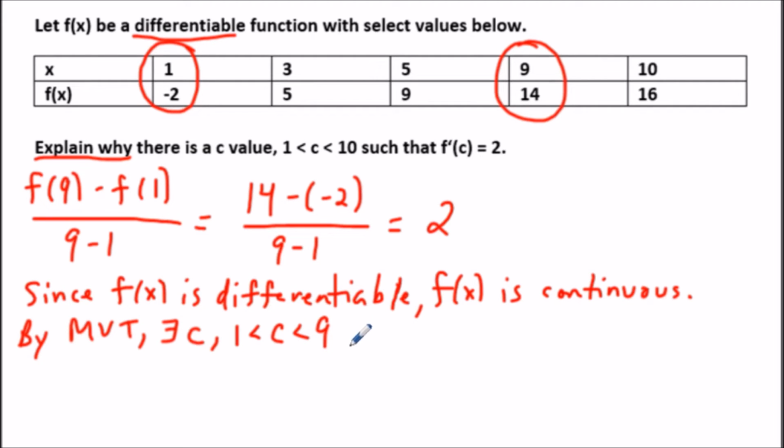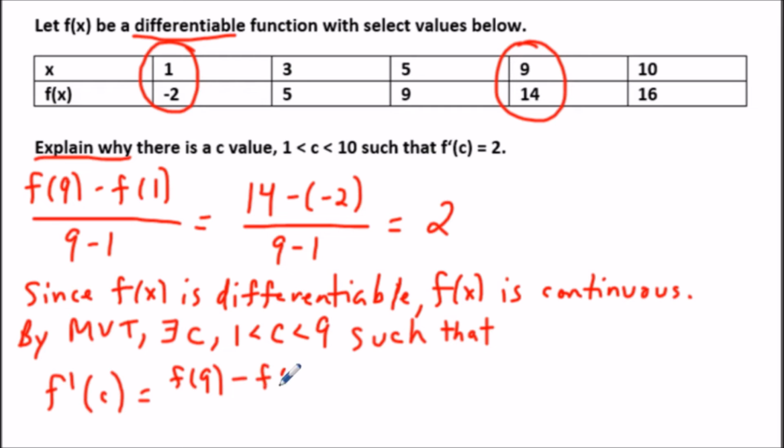So there exists a c value between 1 and 9 such that, and now that we've established everything we need to and we've cited the theorem, we could write our conclusion that the derivative at this point is equal to the average rate of change between 1 and 9, which we're indicating here, which we showed up there was equal to 2. So this would complete our argument.